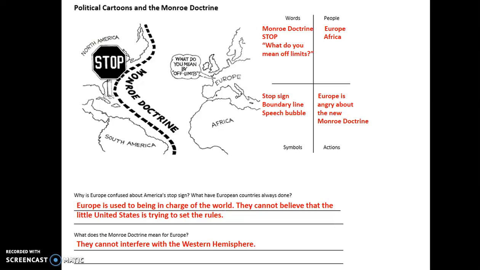being in charge. So they're like, well, who do you think you are trying to come up with this new policy? We set the rules, not you. And what does the new Monroe Doctrine mean for Europe? It means that they can't interfere in the Western Hemisphere anymore. They're used to colonizing. They're used to monopolizing trade and controlling trade in the Western Hemisphere. They can't do that anymore. So your answers should look something like this.